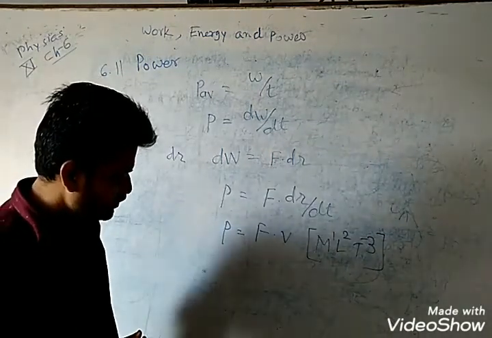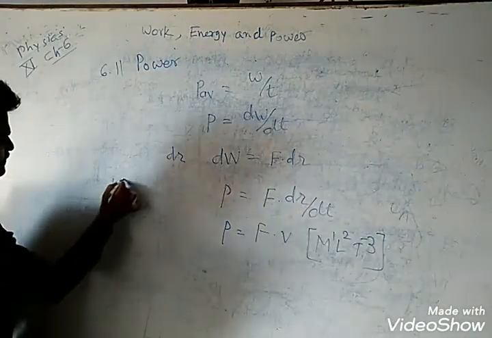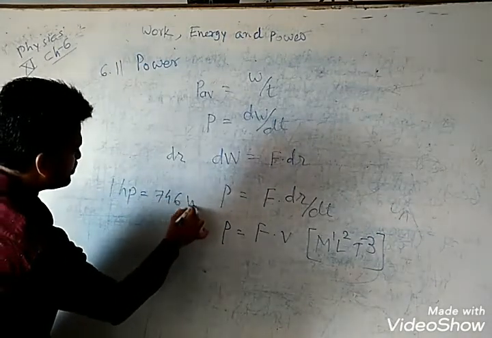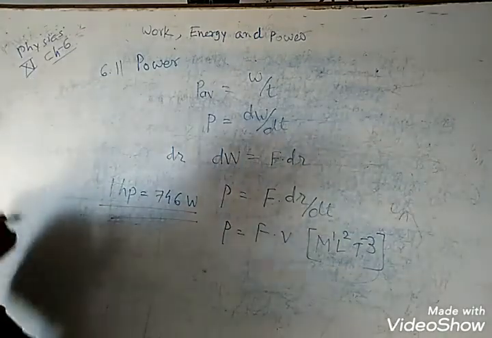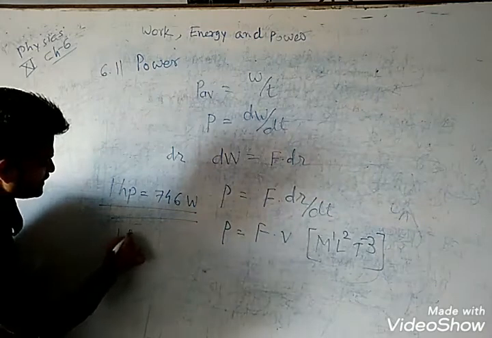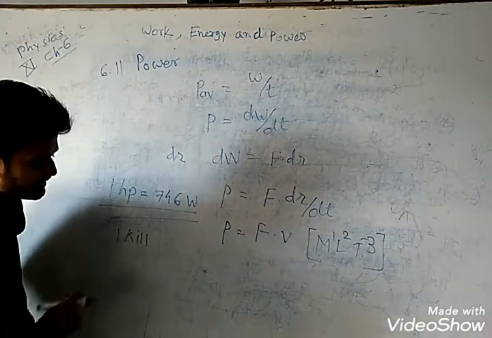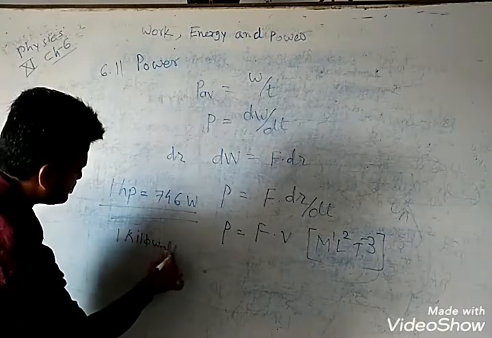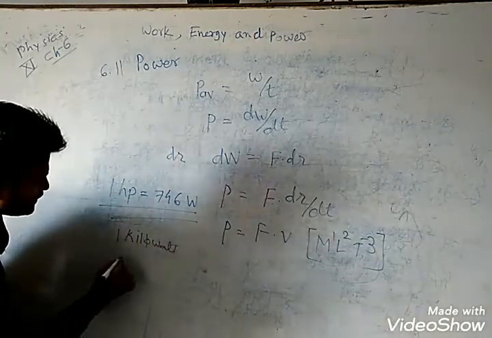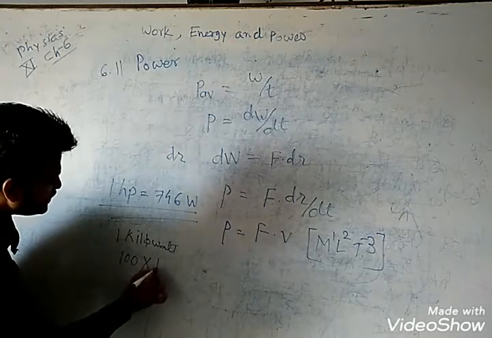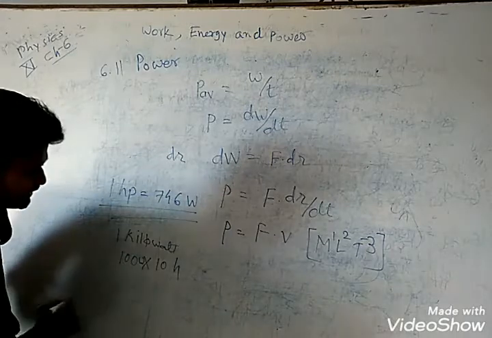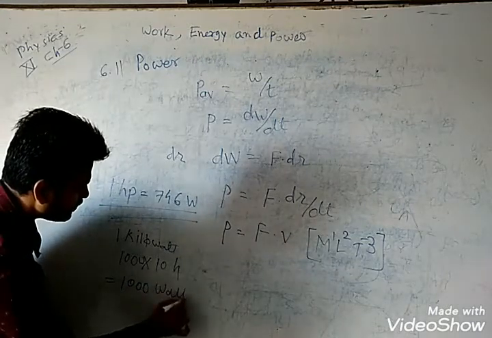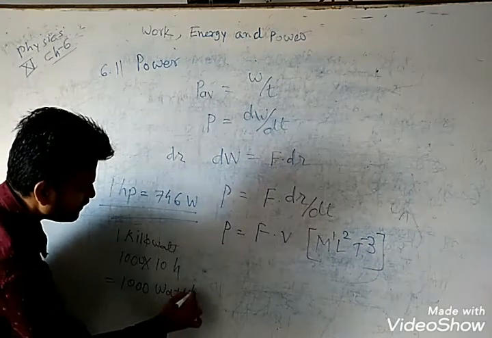And 1 horsepower is equal to 746 watt. Next is 1 kilowatt hour. 1 kilowatt is 1000 watt, so 1000 watt into hour.